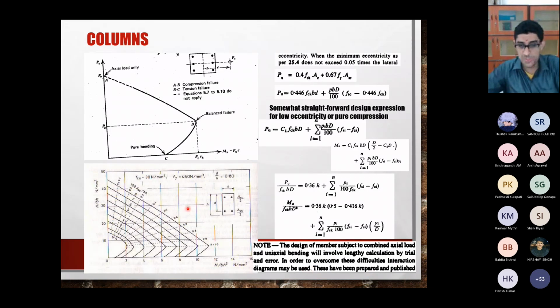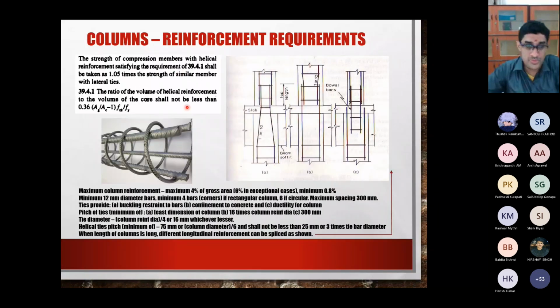These have been prepared and published in SP16. You can use them when you have a problem of uniaxial bending and axial compression. So we'll have a look at those things later. We saw some reinforcement arrangements yesterday. So let's look at some requirements which are stated in IS 456 with regard to the reinforcement.